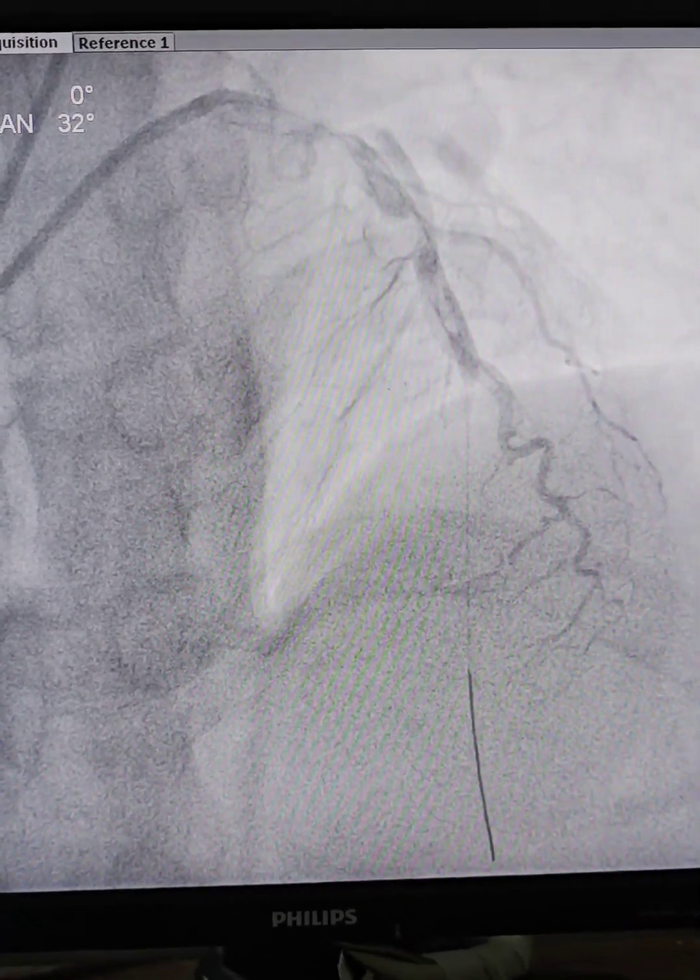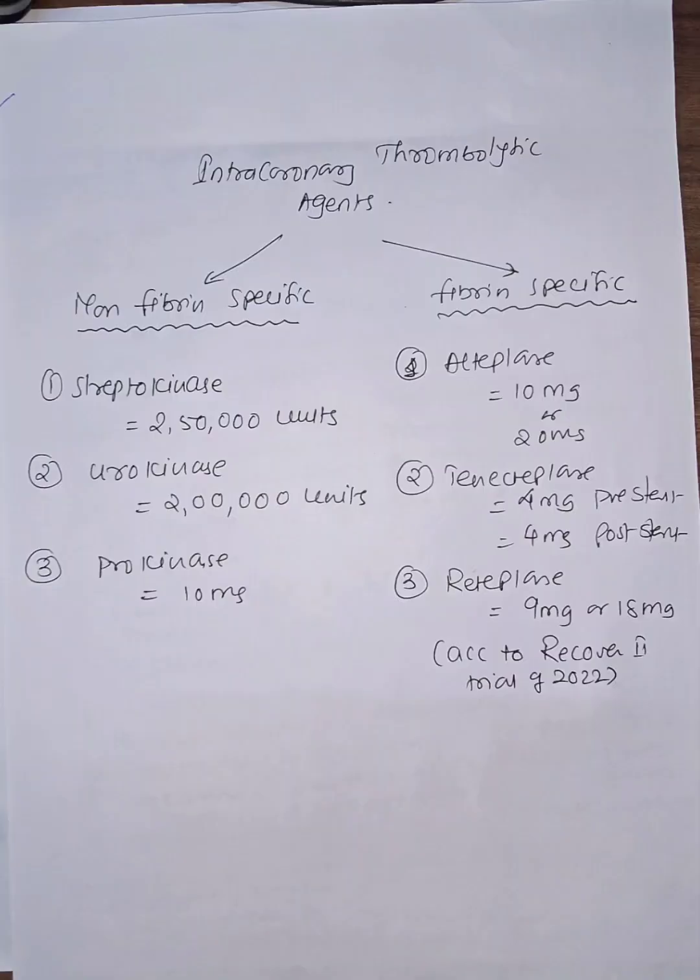There are a variety of thrombolytic agents, non-fibrin specific and fibrin specific. Among non-fibrin specific, we have streptokinase; we can inject 250,000 units intracoronary. Urokinase, we can inject 2 lakh units. Prourokinase, if available, we can inject 10 mg. With the fibrin specific, alteplase, we can start with 10 mg and go up to 20 mg intracoronary.